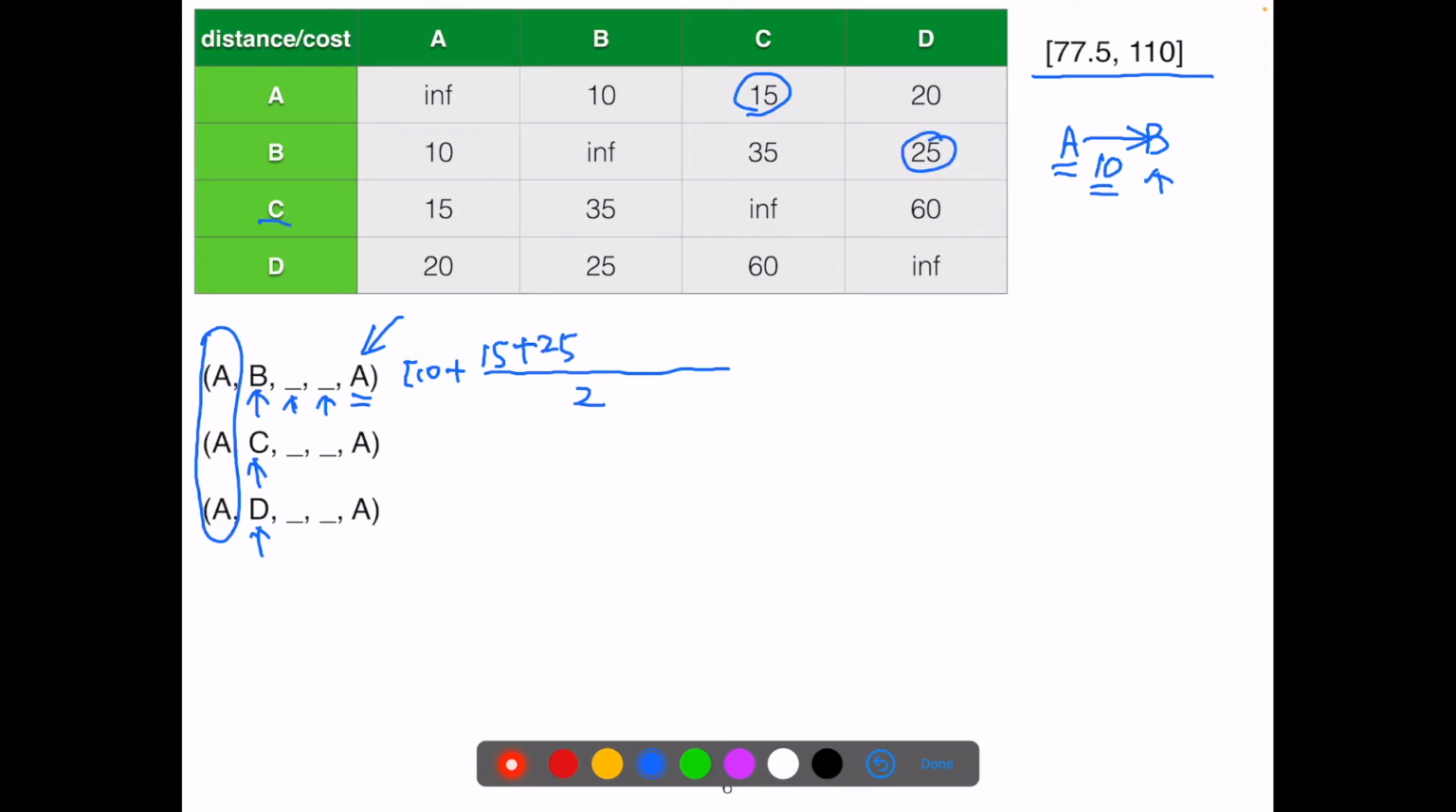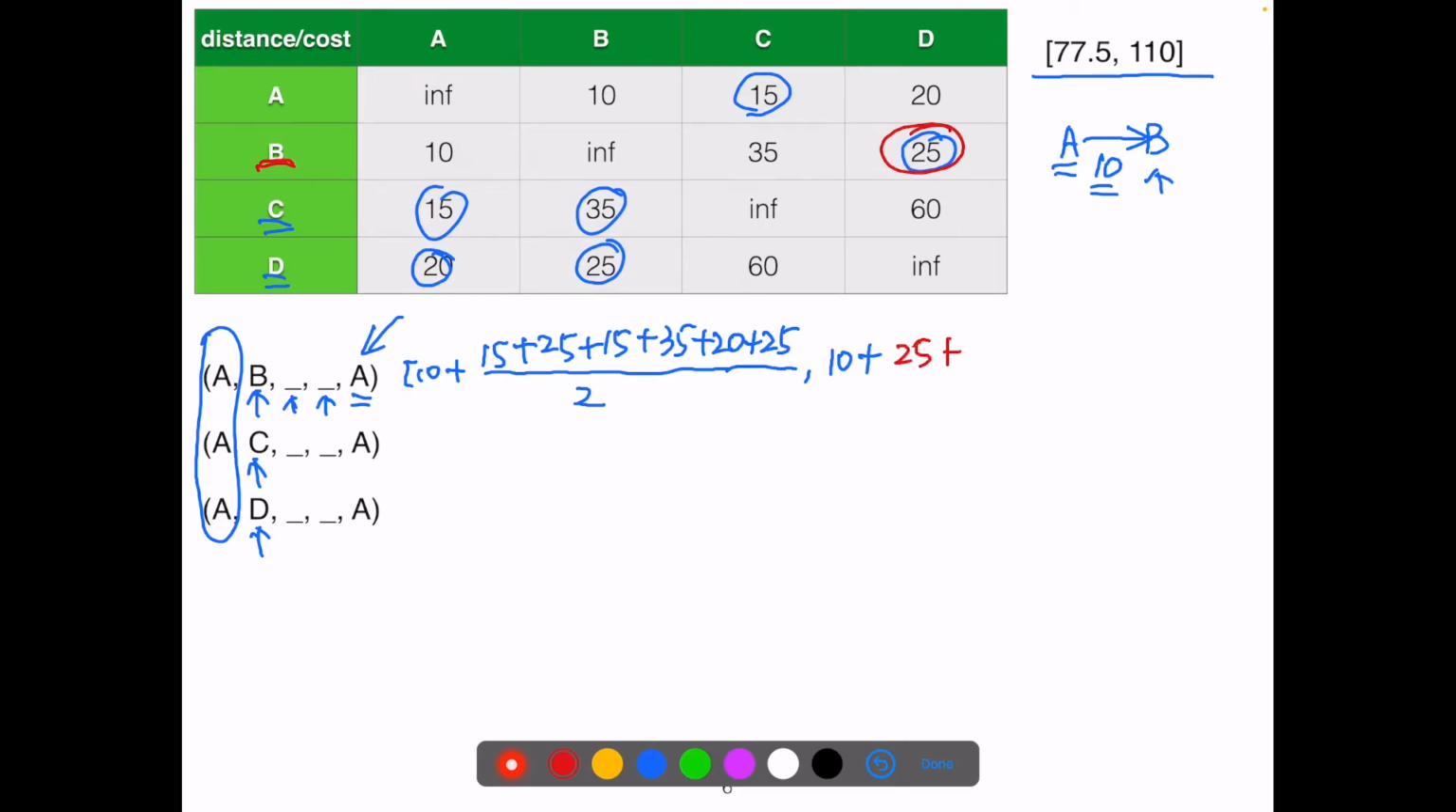Now for node C, we pick 2 minimum edges. So that's 15 and 35. For node D, we pick 2 minimum edges. That's 20 and 25. So this will be our lower bound. What about the upper bound? We use the greedy heuristic again. So we have the cost so far 10, and then we pick the next one. Once we are at city B, the next smallest will be D.